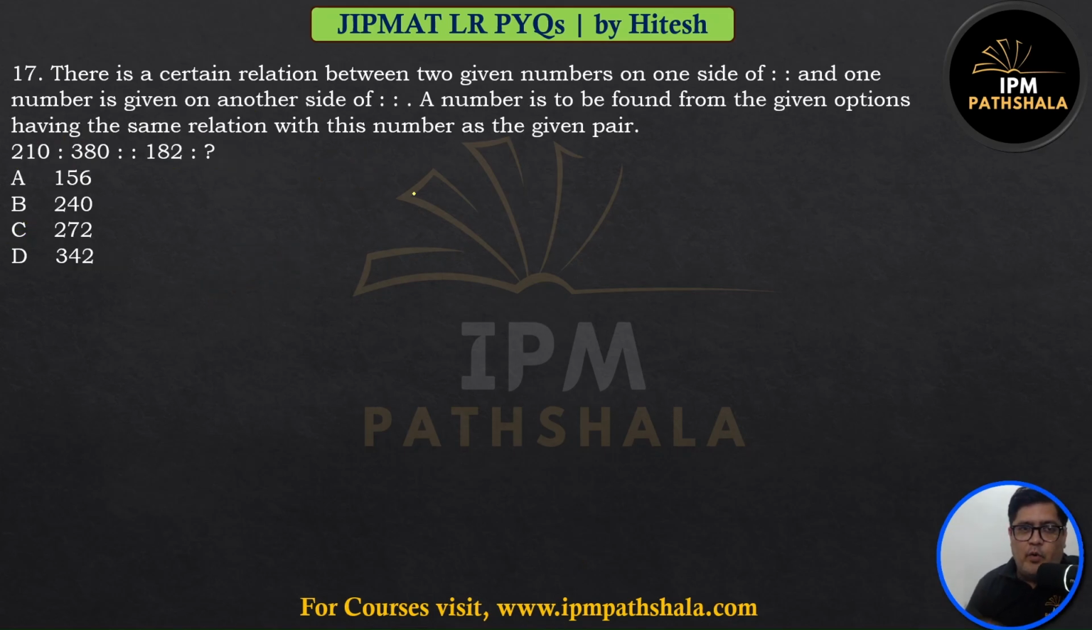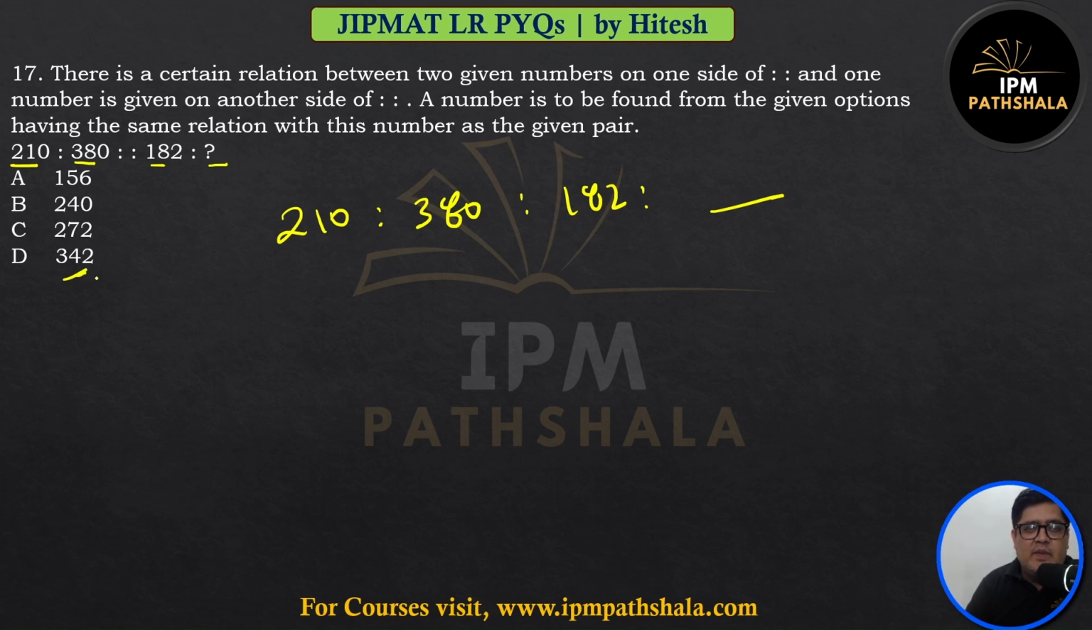So we have one more analogy based question. There is some relation between these two. It should be applicable between these two as well. So 210 has some relation with 380. 182 should have the same relation with what? So I can think there's an increase of 170. If I increase 170 here, I will have 350 something. Looks like this.